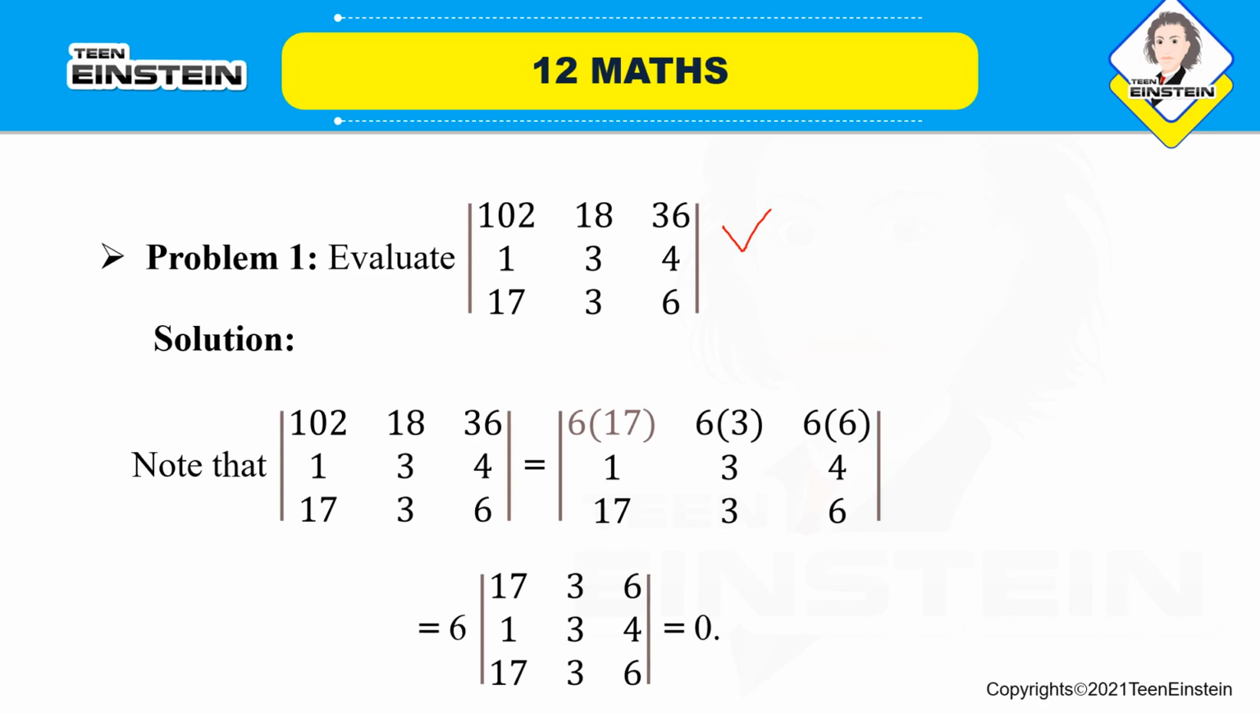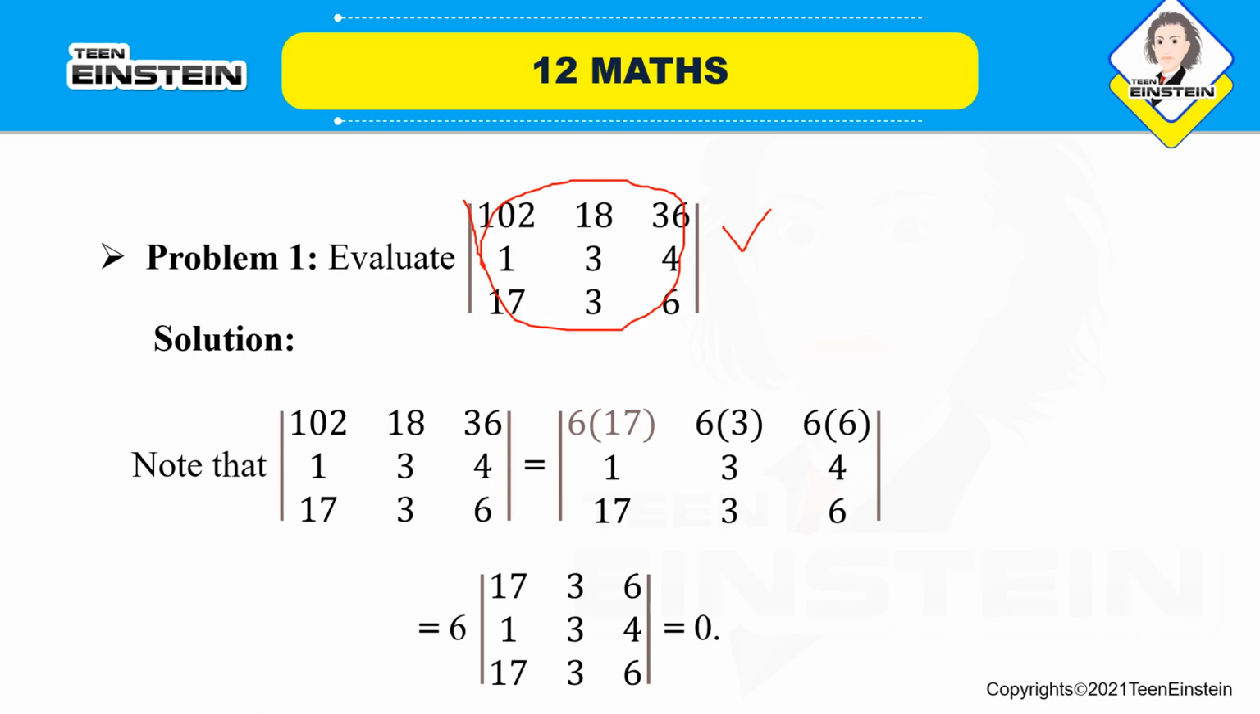So how to do that? Using properties. What property can I use here? First, check the values of the given determinant. Here I have 102, 18, 36. These values are bigger when compared with the other two rows. The values given in the first row are very big.